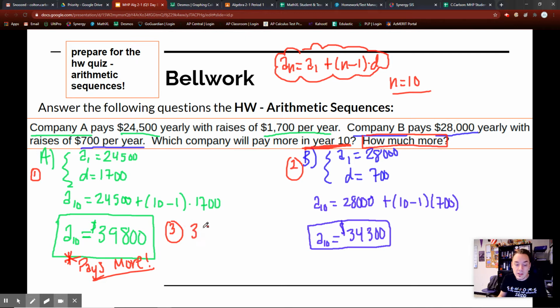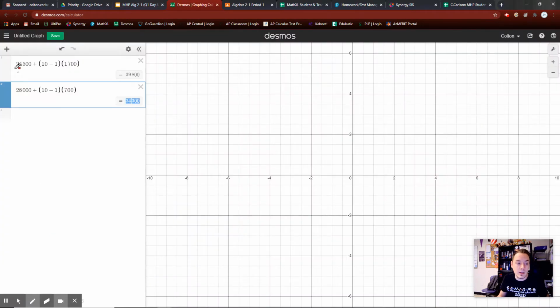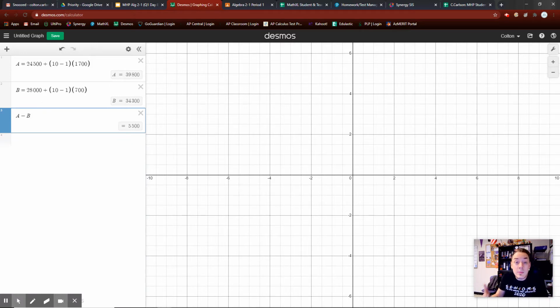So all we have to do is a simple subtraction problem. I take the 39,800 minus the 34,300, and then I subtract them. What can I do here? I can literally do the exact same thing on Desmos. Now, the cool thing is this, guys. I can actually label this. Watch this. You ready? I can actually label this as A equals. And I can actually label this as B equals. And then I can go down here and literally just say A minus B. And then it will give me the subtraction.